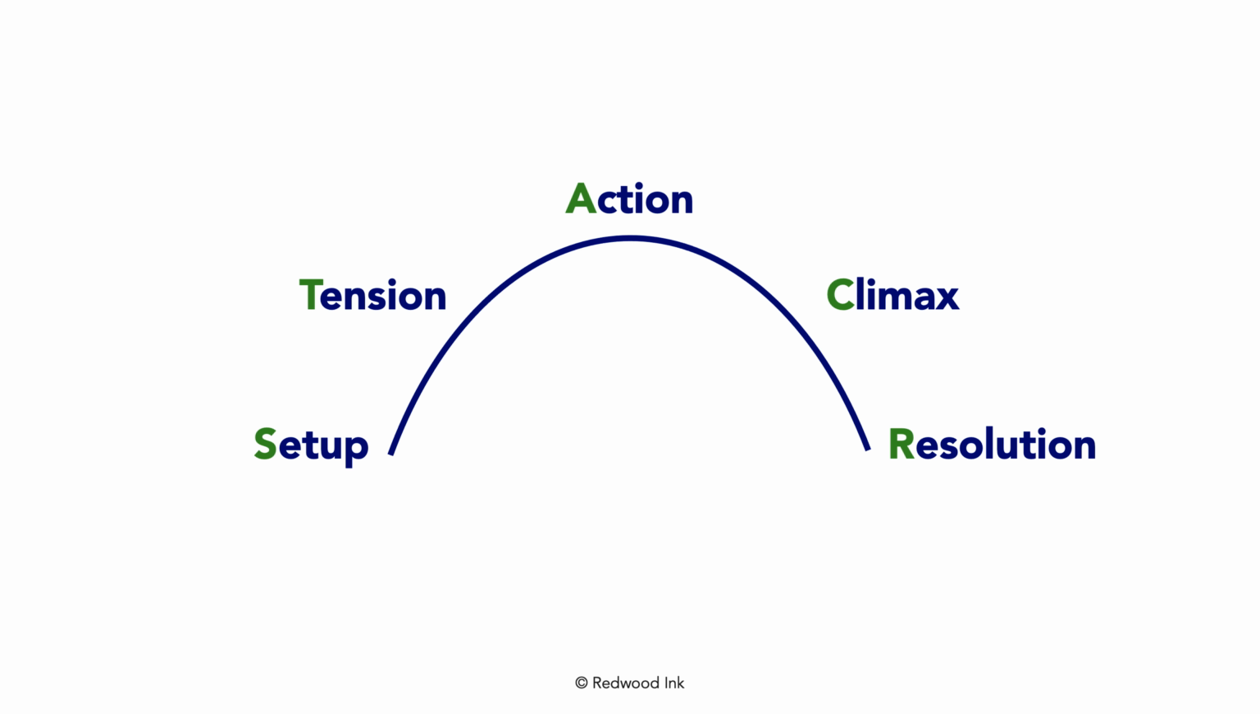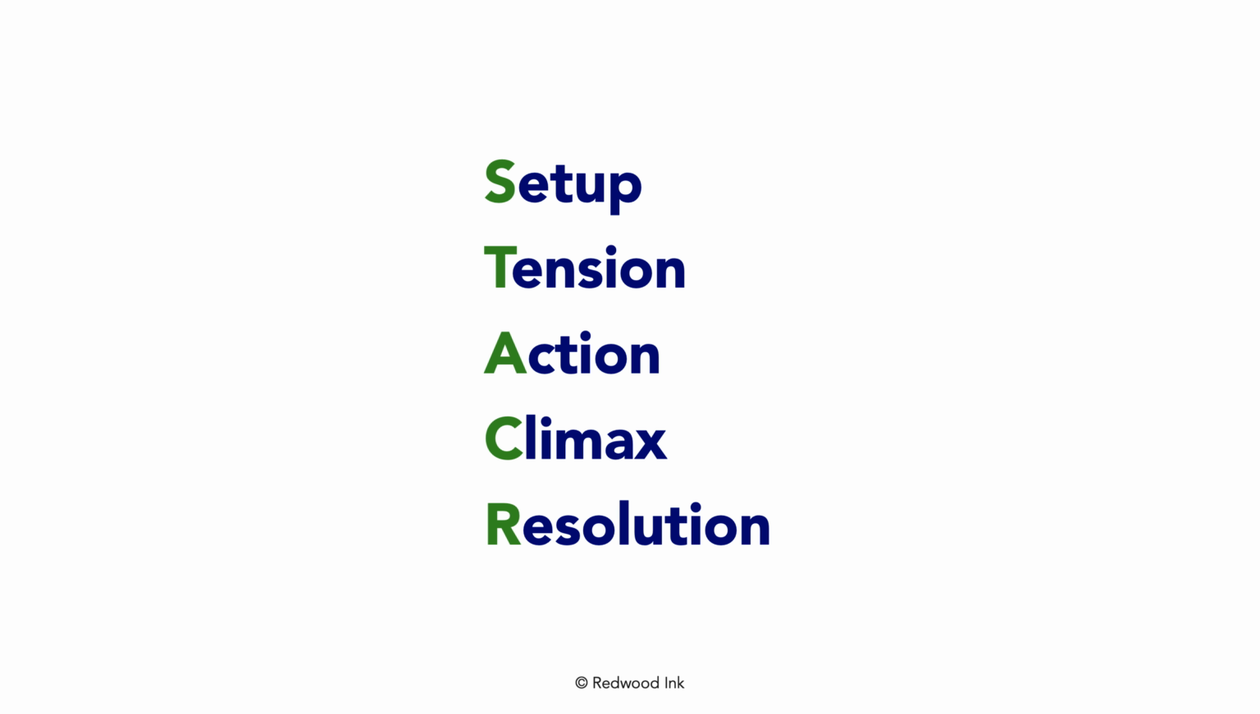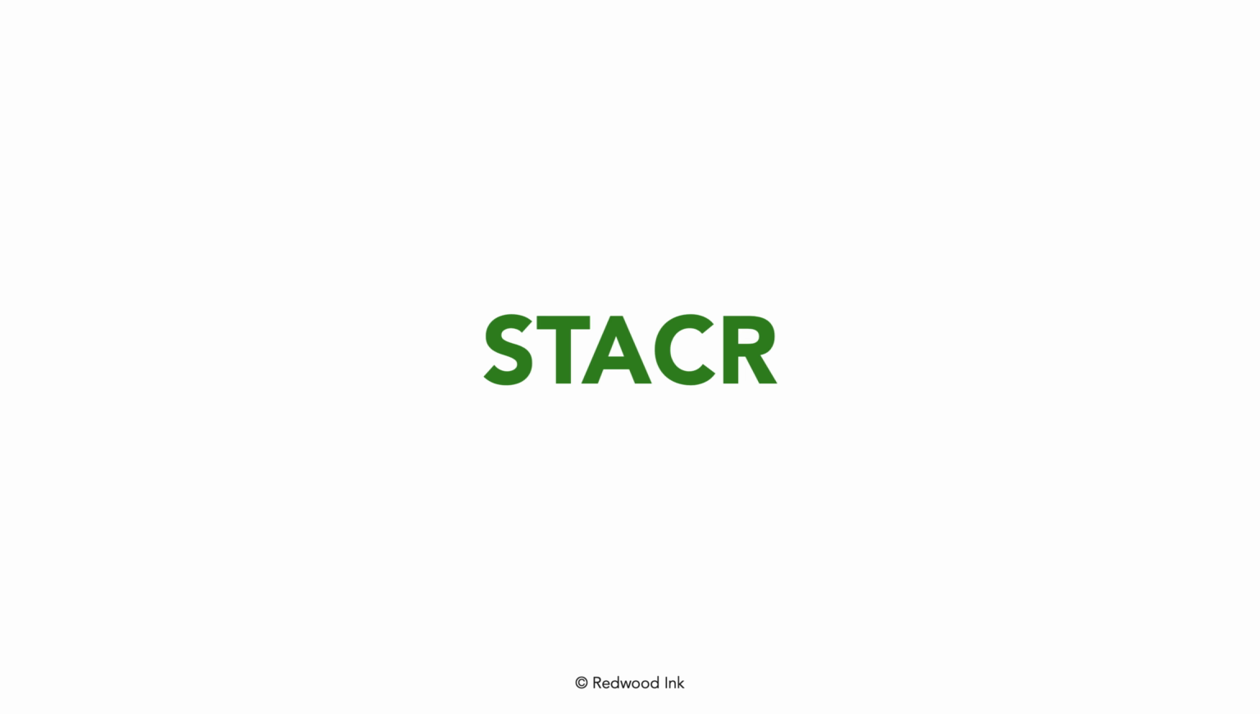This simplified arc represents the 5 key elements of stories: setup, tension, action, climax, and resolution. And if we take the first letter of each of these terms, we get S for setup, T for tension, A for action, C for climax, and R for resolution. And these letters create the acronym STACKER. So as an easy way to remember the acronym, I like to think of it as stacking or building the story. So the STACKER structure maps onto the IMRaD structure of original research manuscripts.